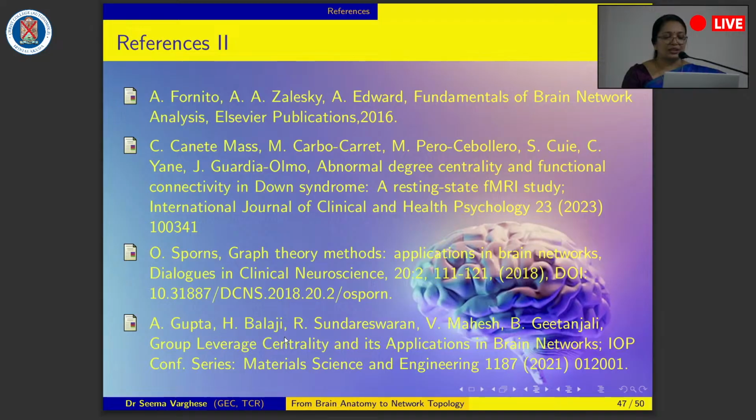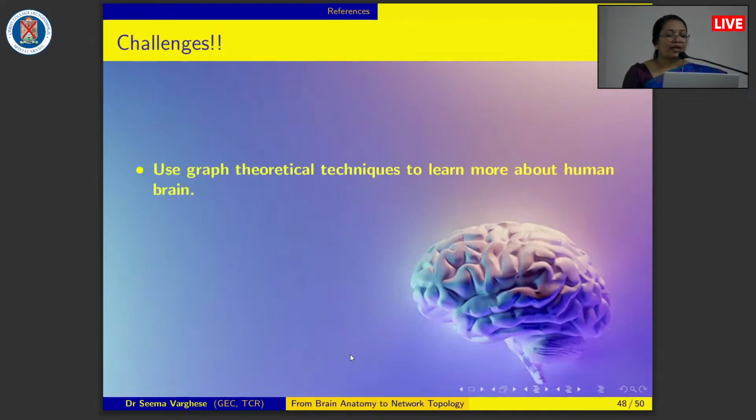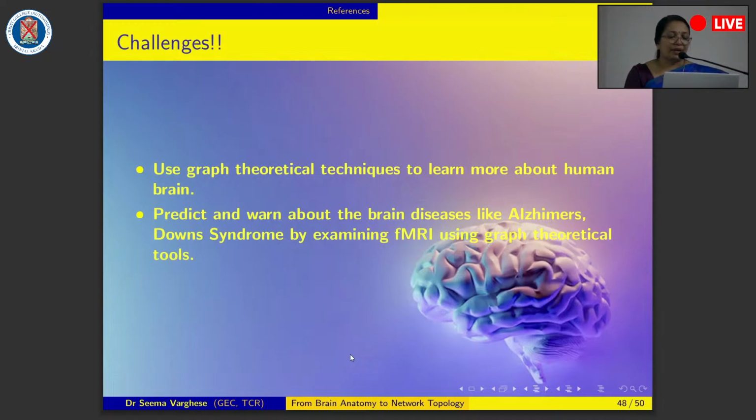So I'll tell you this paper. This is the paper which I told you, it came out in 2021. Groups and leverage centrality and its applications in brain networks. Here there is a person from the mathematics field. And the challenge is using graph theoretical techniques to learn more about the human brain, and to predict and warn about diseases like Alzheimer's, Down syndrome, examining fMRI, EEG, etc. using graph theoretical tools.